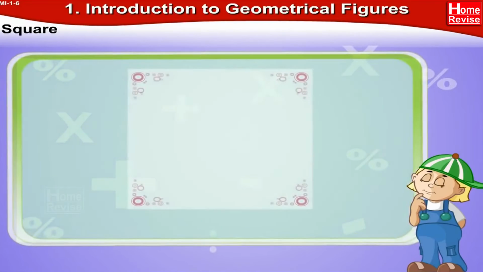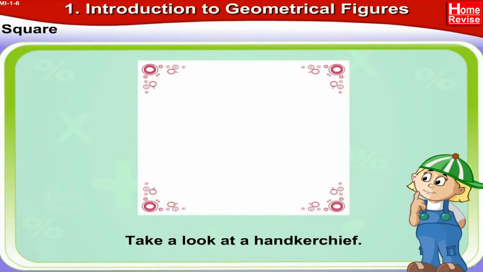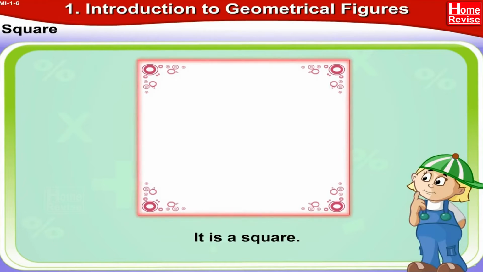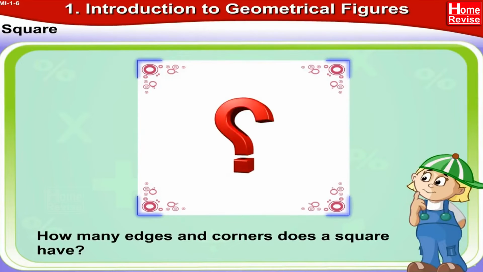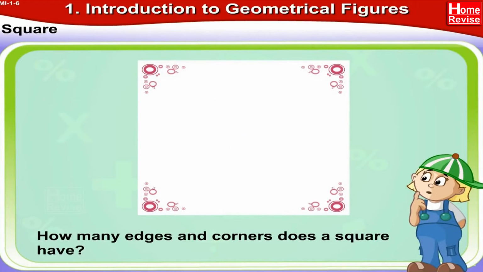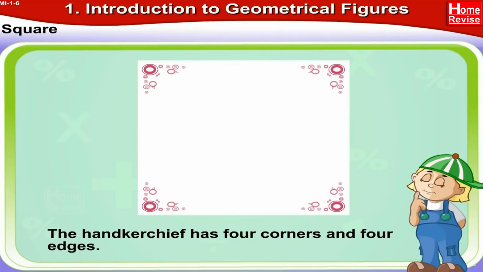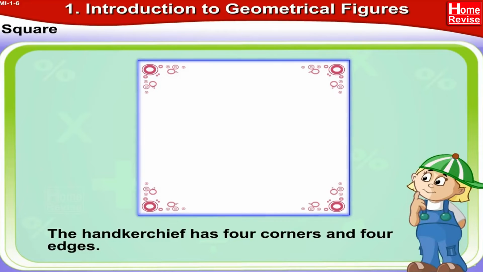Square. Take a look at a handkerchief. It is a square. How many edges and corners does a square have? Well, let us find out. The handkerchief has 4 corners and 4 edges.